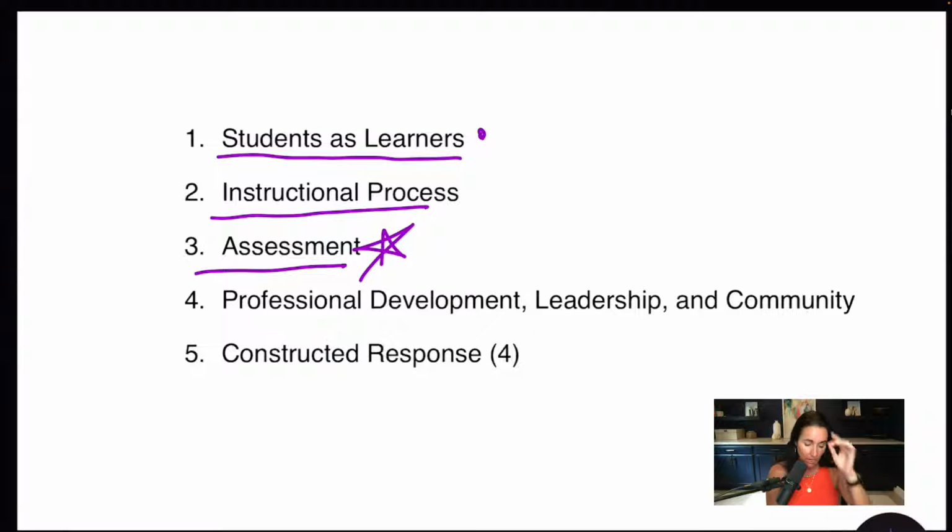So be sure you hone in on assessment and really read that part of the book. And I have tons of videos on assessment on my YouTube channel, and we will link that up in the email that goes out at the end of this as well.